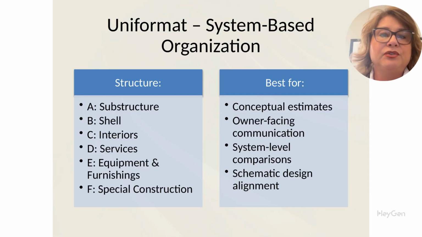Uniformat is structured around building systems, and it's incredibly helpful when your design is still in its early stages or when you're talking with non-technical stakeholders. The major categories are A, substructure, B, shell, C, interiors, D, services, E, equipment and furnishings, F, special construction. This format is best for conceptual estimating and owner-facing communication because it's organized in a way most clients understand. System-level cost comparisons let you evaluate major decisions like precast versus steel frame, and align with early schematic design documents.